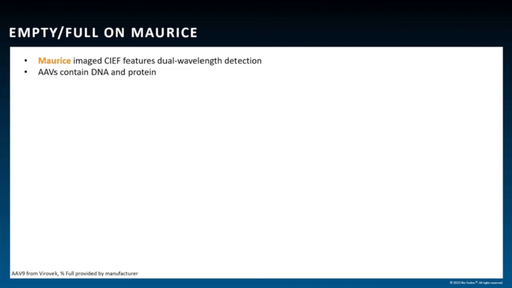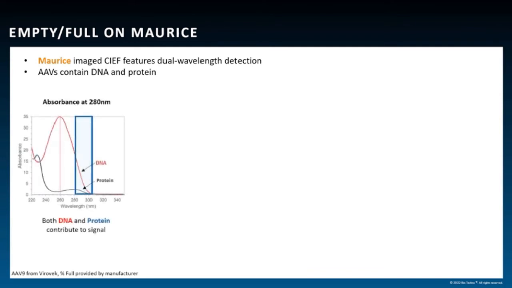As I mentioned earlier, Maurice imaged cIEF features dual wavelength detection, and I'm going to show you how we can expand the intact method's utility past an identity assay. Maurice provides absorbance detection at 280 nanometers, which, if we look at the absorbance spectra for DNA, shown in red, and protein, shown in dark blue, we see that the contribution at 280 nanometers is more strongly influenced by DNA.